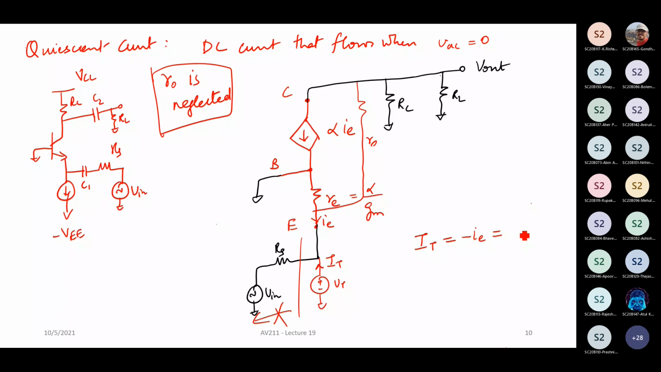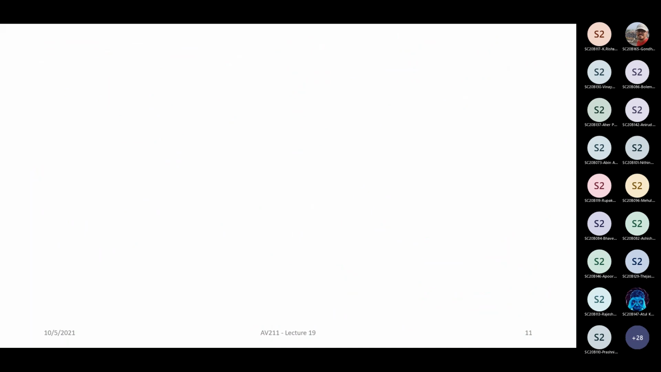Now what is V? So this current is nothing but VT divided by RE, because this node is basically grounded. That's it. So VT by IT is how much? RE, which is nothing but alpha by GM. So your input impedance is given by alpha by GM, which can be very well approximated as 1 over GM. Now, is this a large value or a small value? Sir, very small. It's a small value, right?